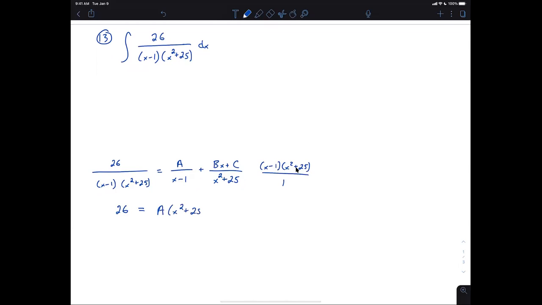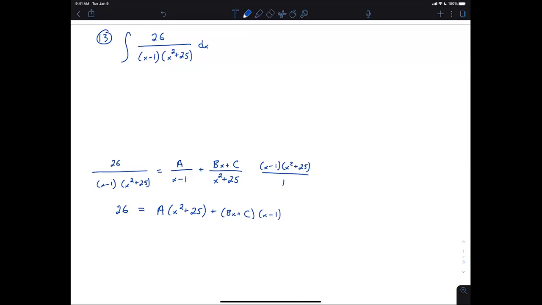So you get a times x squared plus 25, but then a 1 on the bottom. And then on the second one, x squared plus 25 cancels. So you get bx plus c times x minus 1. Any questions? Please interrupt me if there's something that's unclear, because you have to do this on a test within 24 hours, maybe as early as 4 hours from now.